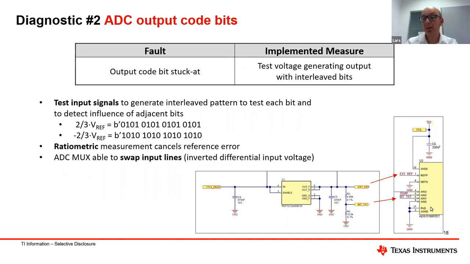And so we didn't do anything except changing the multiplexer. And now we have 0x5555 or 0xAAAA. And with this, we can test all the bits. And also we can see if there is some influence of adjacent bits. So once maybe one bit tends to do what the other bit does, the neighbor bit, and this can also be addressed within this diagnostic.